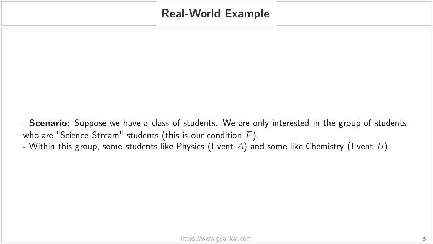Imagine we are looking at a particular class of students. To keep our focus consistent with the rules we discussed in the previous slides, we aren't looking at the whole class. Instead, we are only interested in the group of students in the science stream. This group represents our condition, which we'll call event F. Within this specific group of science students, we want to look at two different interests. Some students like physics, which is our event A, and some like chemistry, which is our event B.